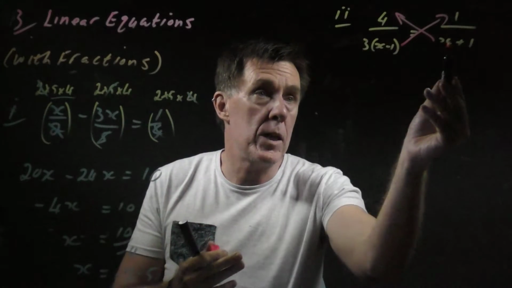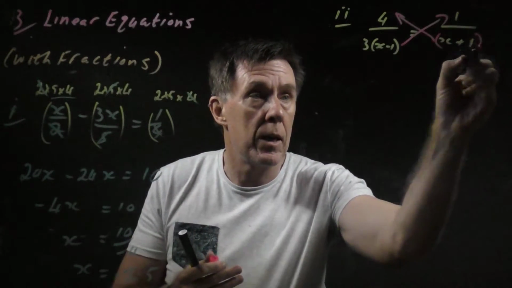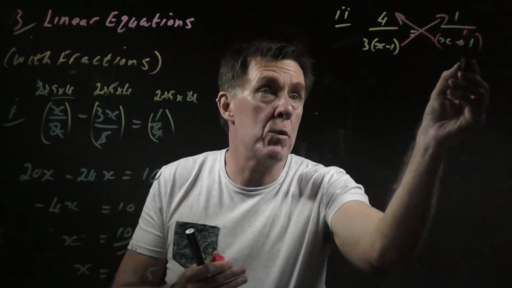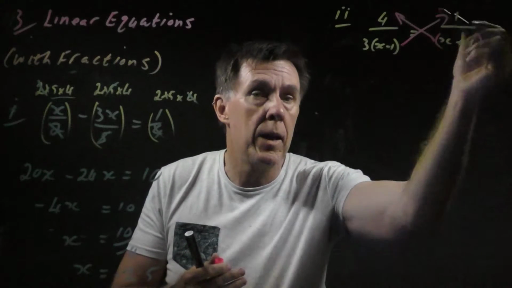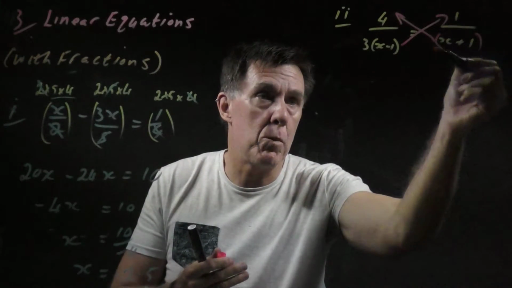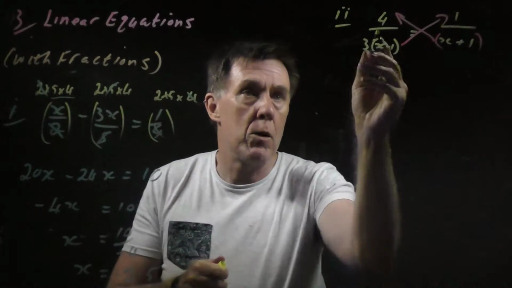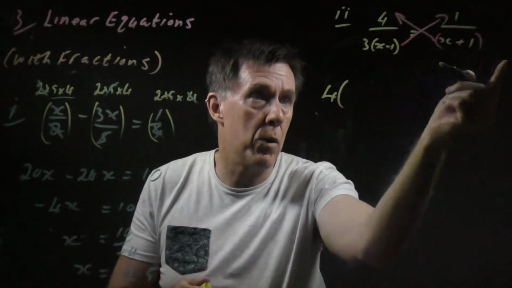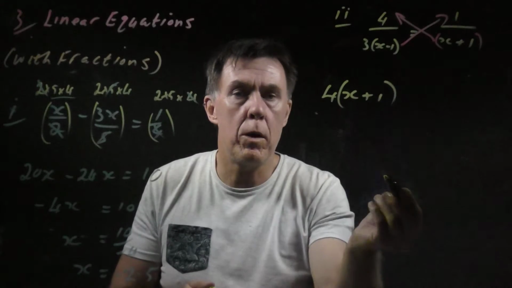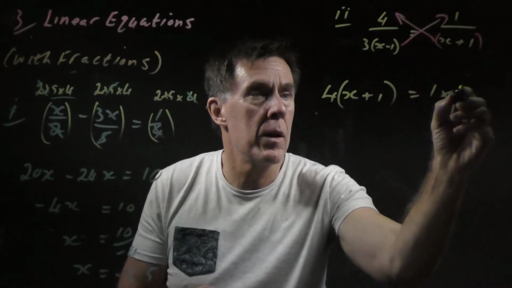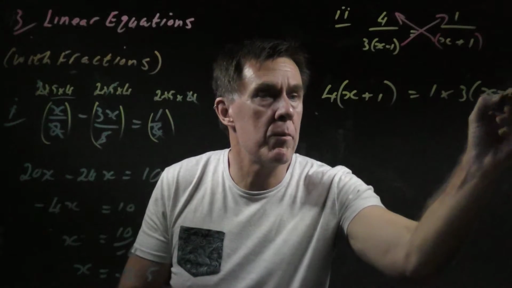So please note, this x plus 1 is actually in brackets. Whenever you see that divide line there, it actually puts a set of brackets for everything below it and everything above it. So please note the x plus 1 is in brackets. That's very important. So the 4 gets multiplied by the x plus 1 in brackets to be equal to 1 multiplied by 3 outside of x minus 1.